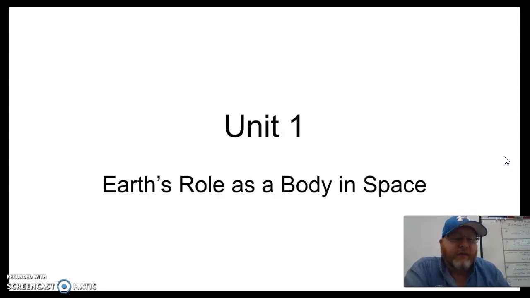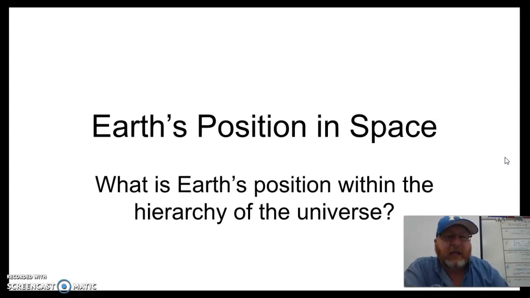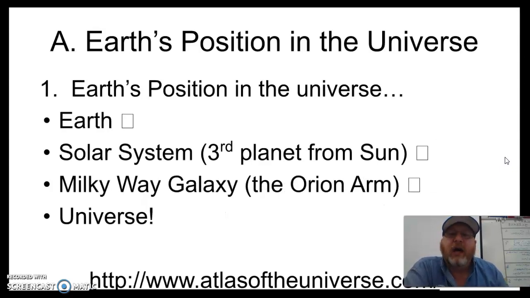And so our first lesson here is all about the Earth's position and its movement through space. If you think about it, where is Earth in space? Well, Earth is, number one, a planet. It's the third planet from our sun. There's 8 planets in what we call a solar system. Now, a solar system is all the planets that circle around a particular star. The closest star to us is the sun. I don't know if you knew that the sun was a star or not, but it is a star, a very big star. We are one of 8 planets that orbit around that particular star.